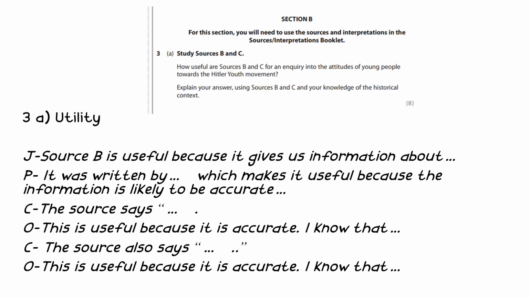We then need to think about why it's useful and how does it help us. So we can think about the provenance, and if you remember, the provenance of a source means who wrote it, when it was written, and what it is. So we could say it was written by whoever it was written by, which makes it useful because the information is likely to be accurate. We then, once we've dealt with the provenance, need to really think about what the source actually tells us and whether or not we think it's accurate.